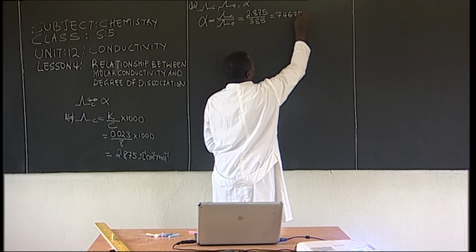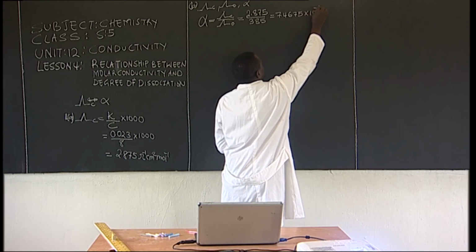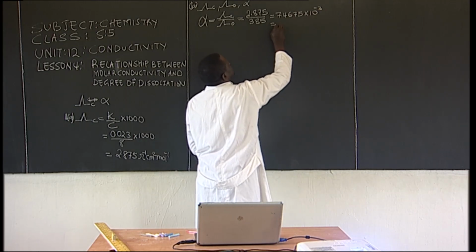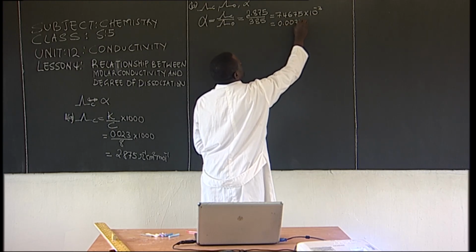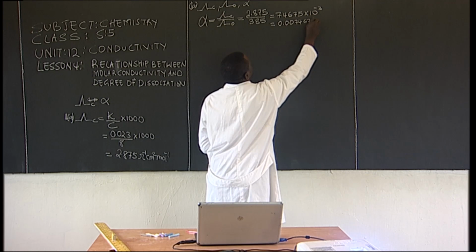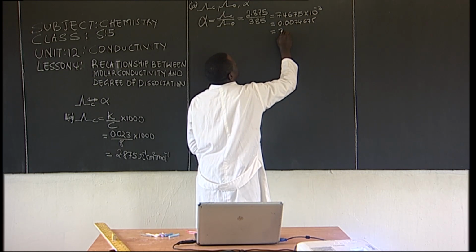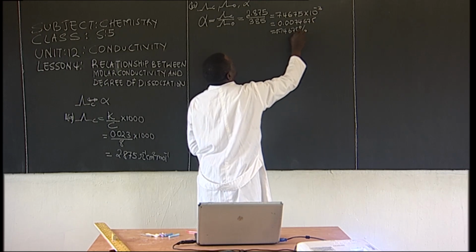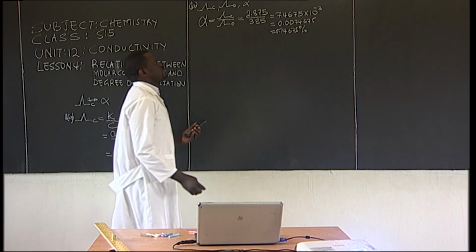I always encourage students to write many decimal places, like 4 at least, to make sure we get accurate values. Because it is a degree, you can even say 0.0074675. If they tell you in percentage, you multiply by 100, so it will be 0.74675. Percentage degree of dissociation.